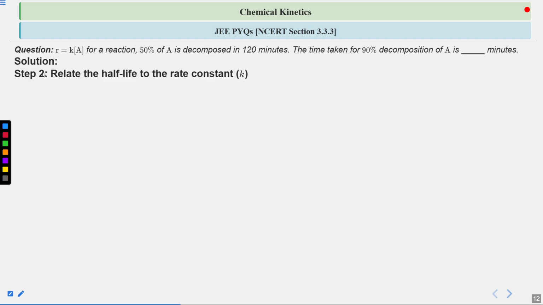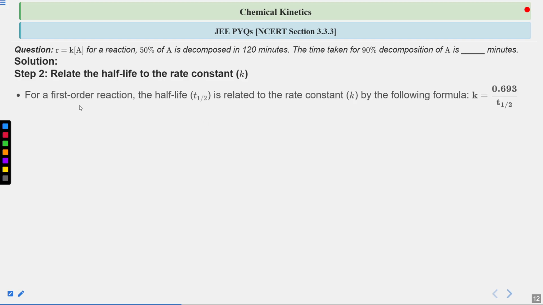Now, step 2 is to relate the half-life to the rate constant K. When you relate the half-life, that is T half, to the rate constant K in first order kinetics, we apply a formula for a first order reaction. Half-life is related to the rate constant by the following formula: K equals 0.693 by T half. Or you can also write it as K equals ln2 by T half. T half is half-life and K is the rate constant.